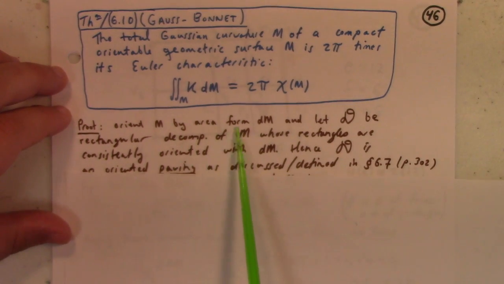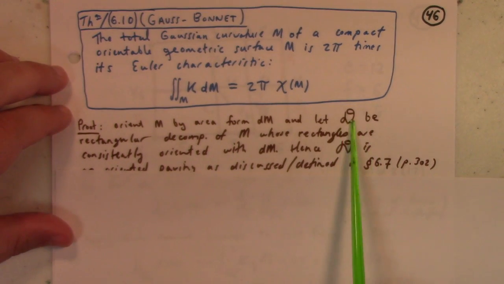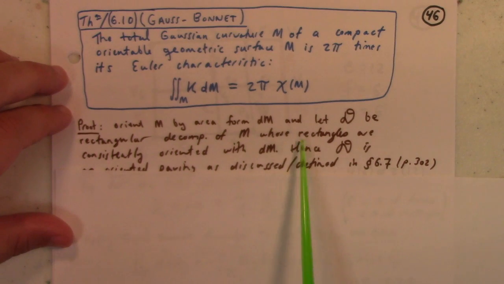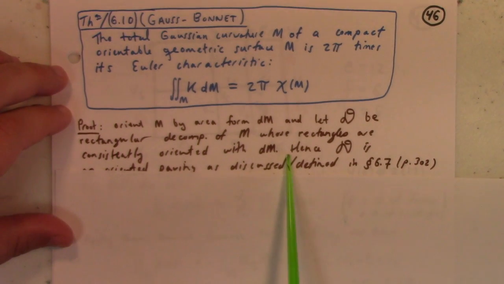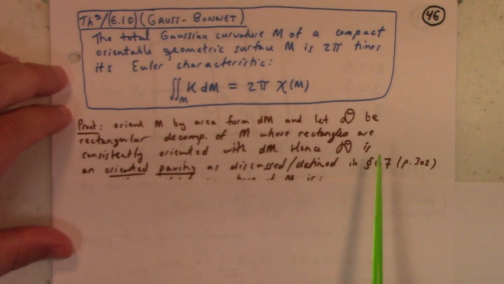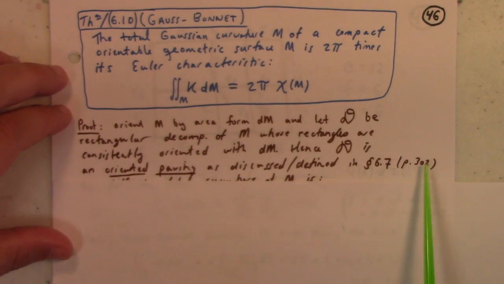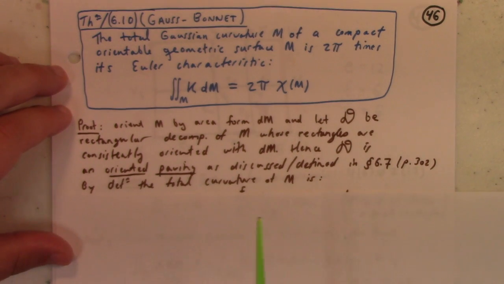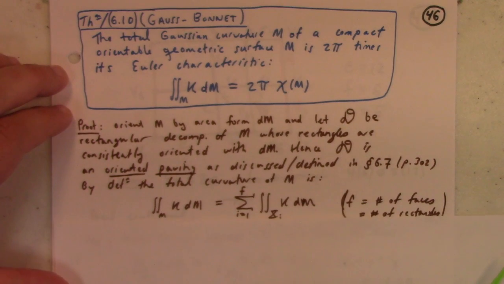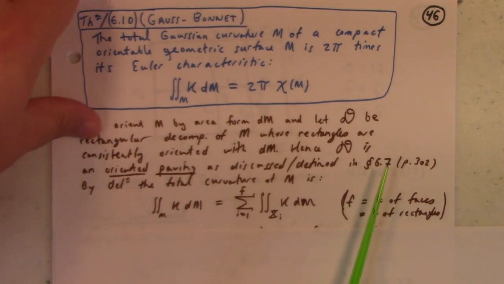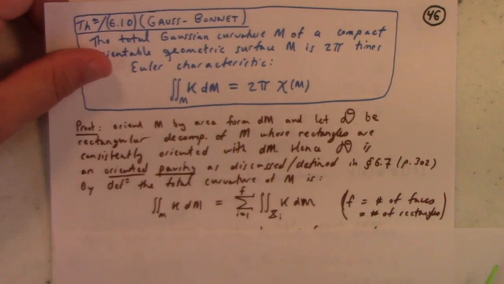We orient M by the area form dm, and we'll let D be the rectangular decomposition of M whose rectangles are consistently oriented with dm. That means that D is an oriented paving as defined in section 6.7, page 302. By definition, the total curvature of M is, we have to integrate over the paving, right? Total curvature of each tile in the paving, if you like. And where F is the number of faces, which is the number of rectangles here.